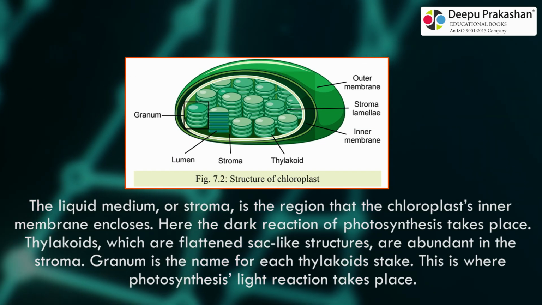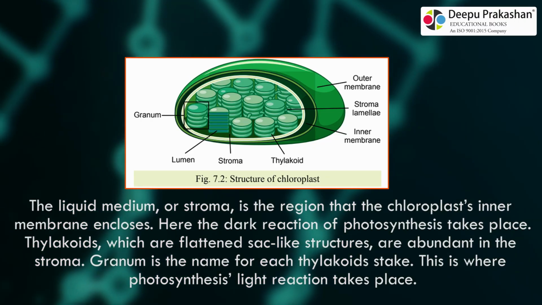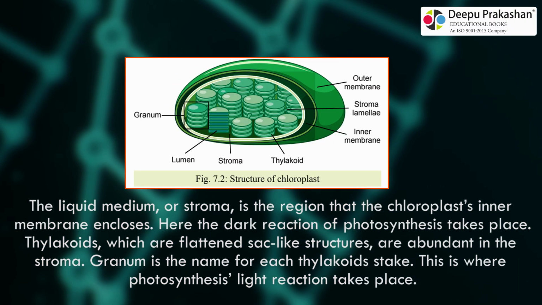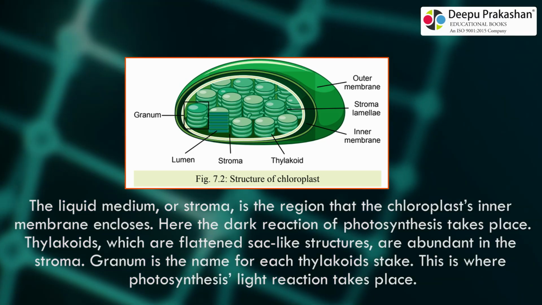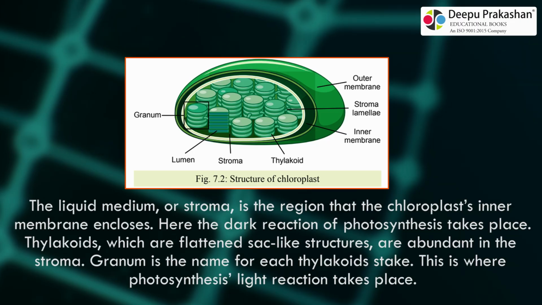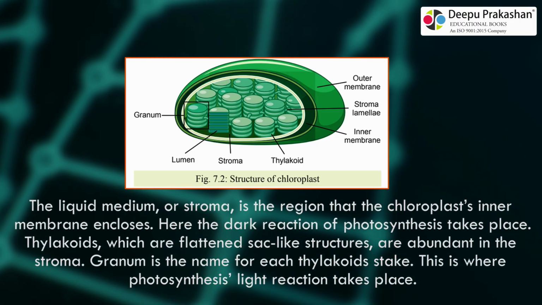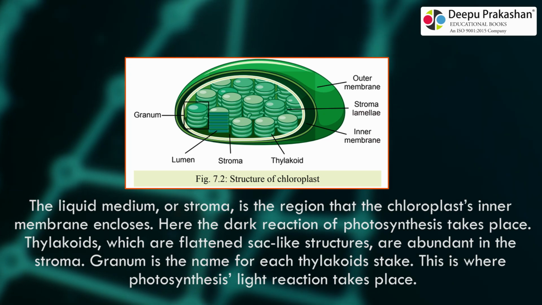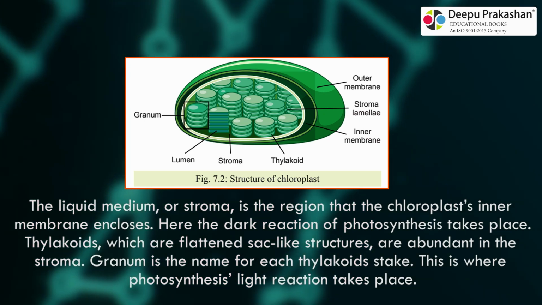The liquid medium, or stroma, is the region that the chloroplast's inner membrane encloses. Here the dark reaction of photosynthesis takes place. Thylakoids, which are flattened sac-like structures, are abundant in the stroma. Each thylakoid stack is called a granum. This is where the light reaction of photosynthesis takes place.